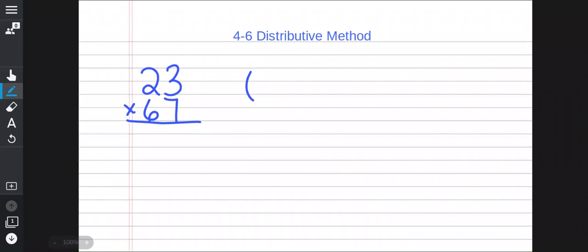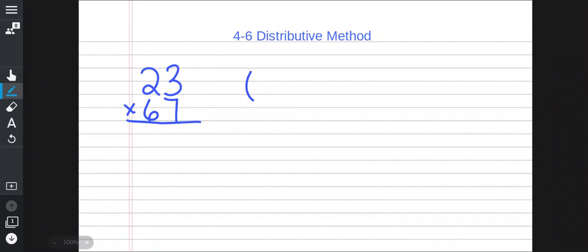All right, today we are going to start with the distributive method, which is 4-6. If you could copy that title into your notebook, you can pause the video and you can also write down our first multiplication problem, 23 times 67, into your notebook as well. And then we will get started.